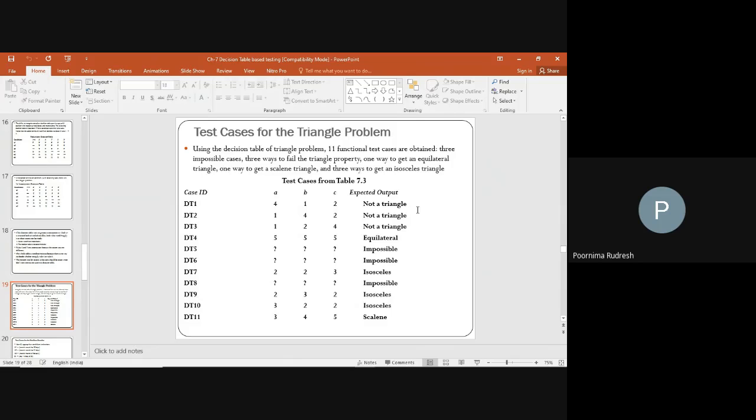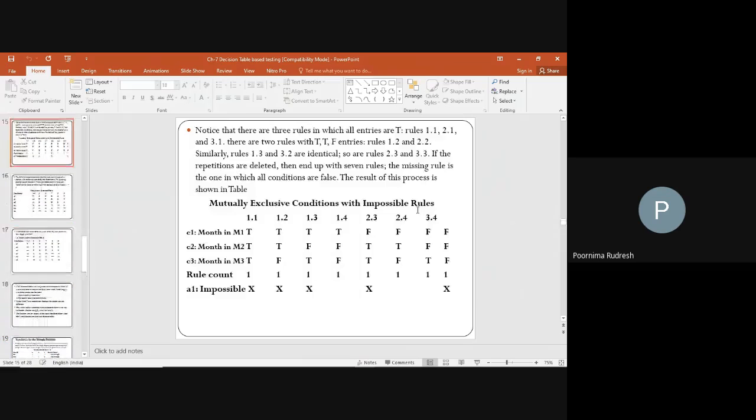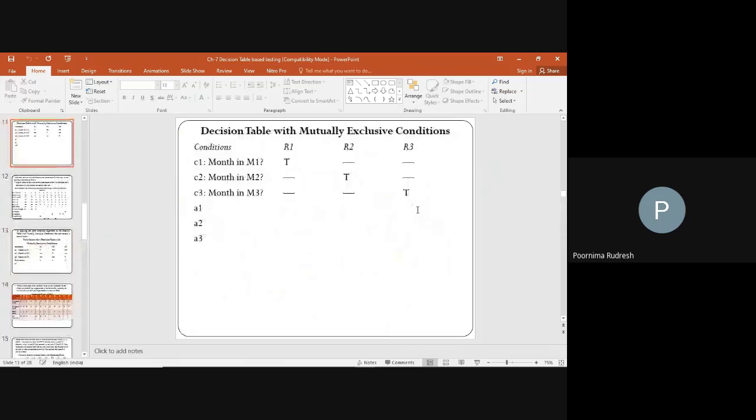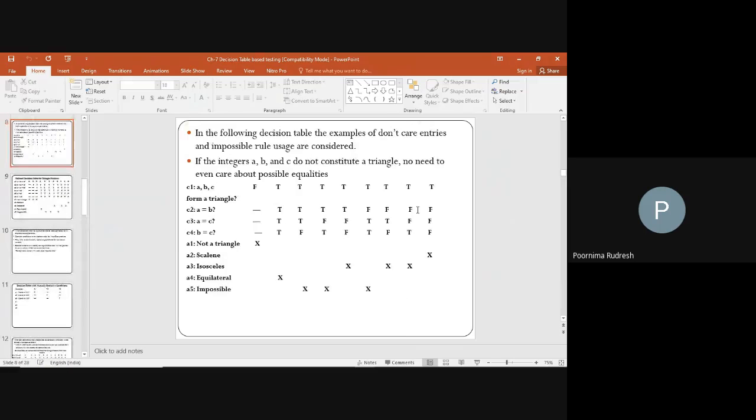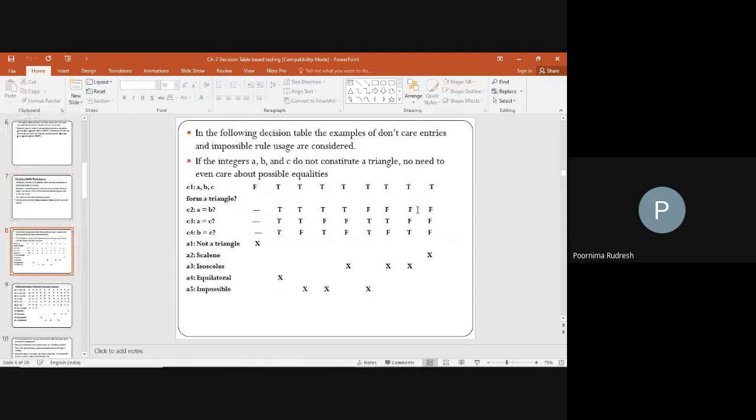To construct the test cases, we are considering the decision table of the triangle problem. So here, first I'll show you the decision table for the triangle problem. Right. So this is the decision table for the triangle problem that we have considered, right? Yes, this is the basic decision table for the triangle problem.